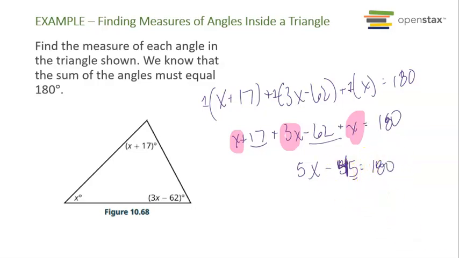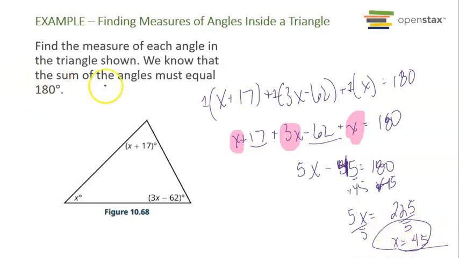So I have minus 45, so let's go ahead and add 45 to both sides. Plus 45, plus 45. That's going to give me 5x equal to 225. And when I divide both sides by the 5, I've got x is equal to 45. But I'm not done yet, right? So x is equal to 45, but I don't have just x. I mean, this one does, but this is x plus 17. This is 3x minus 62. I need to take my x and plug that into each expression so I can find out what the angle measures are.